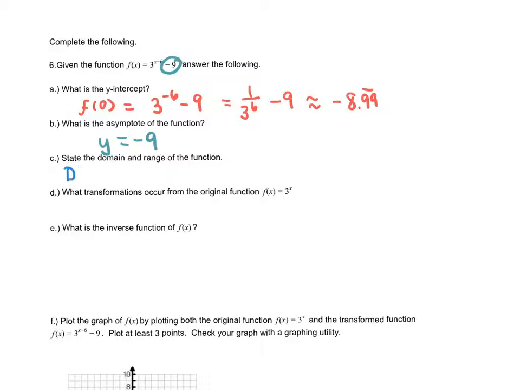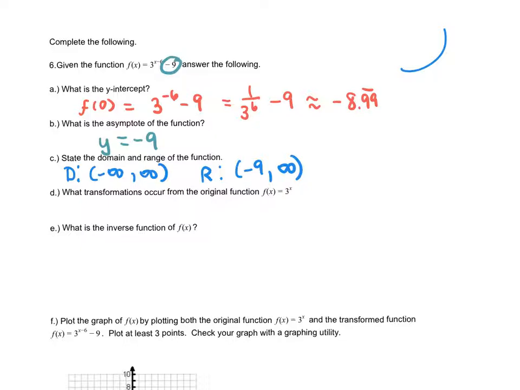Domain and range. For exponential, the domain is always infinite. So every exponential always has negative infinity to infinity. The range, since this one is not flipped, it just kind of goes up. It's going to go something like this. It's always from the asymptote to infinity, and that's only if it is not flipped over with a negative in front of the base.